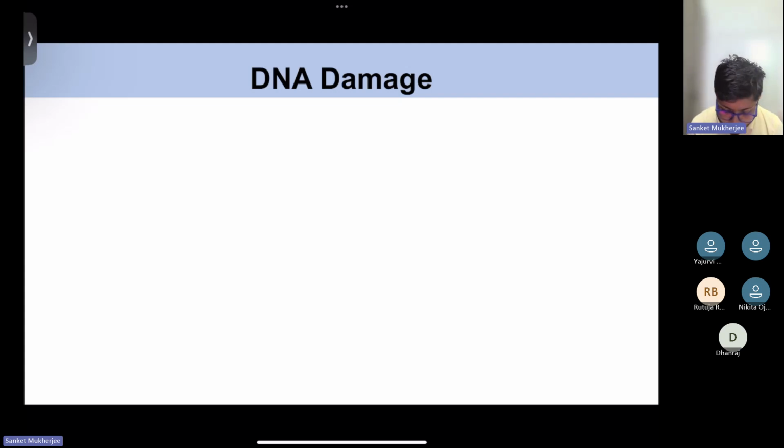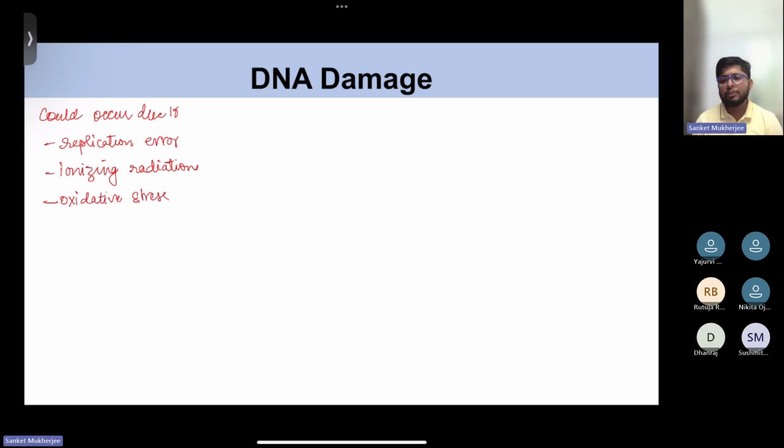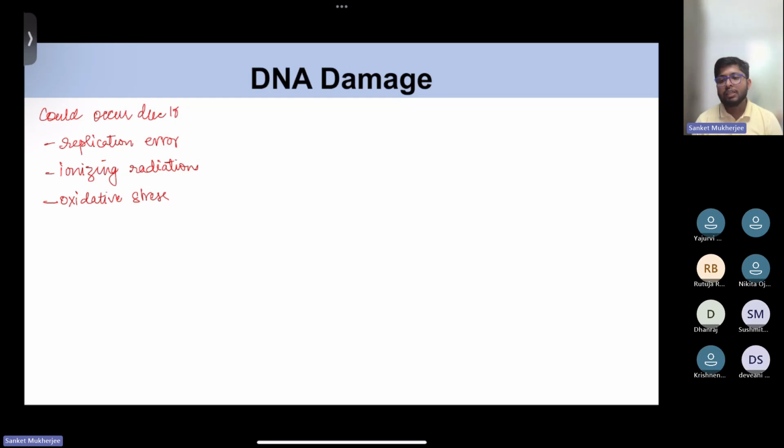So DNA damage could occur due to either replication error. We'll be talking about all of this in detail, or ionizing radiations. We'll talk about UV radiation, gamma rays, and stuff. Then it can happen due to oxidative stress. That is mainly due to the metabolic processes which happen in humans.